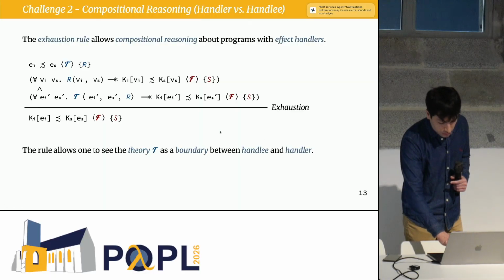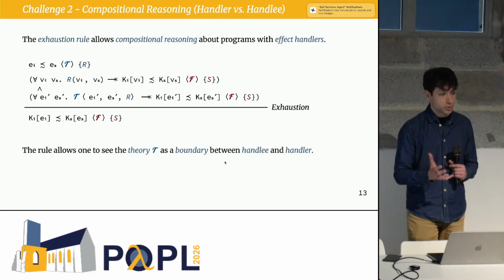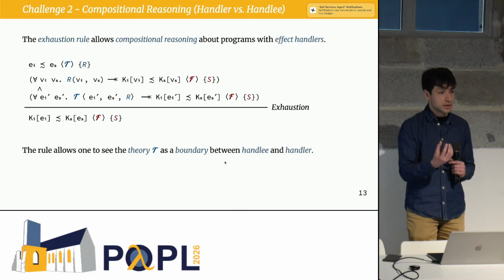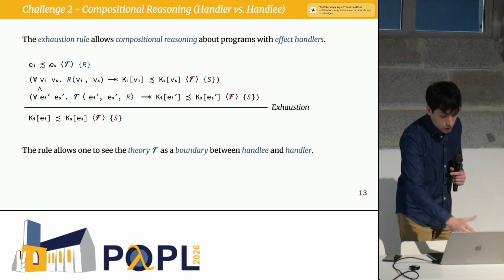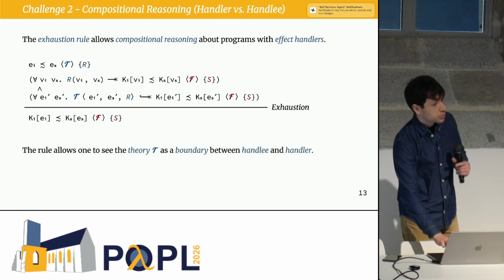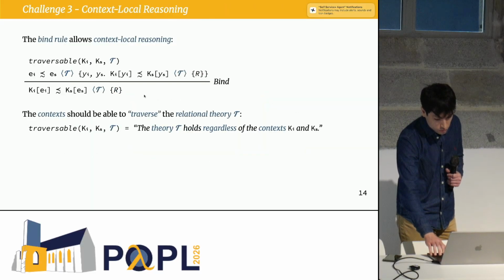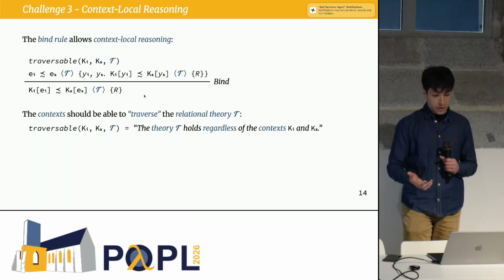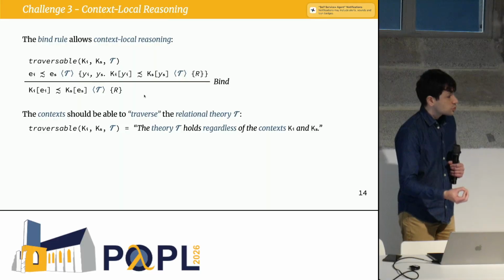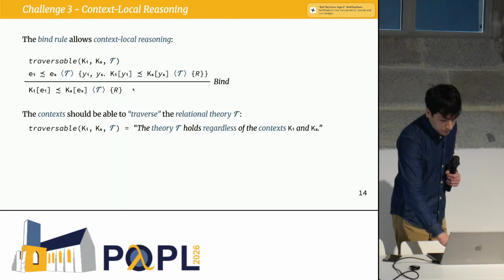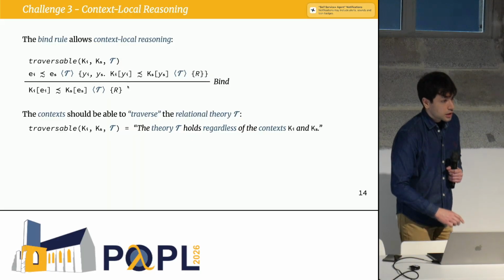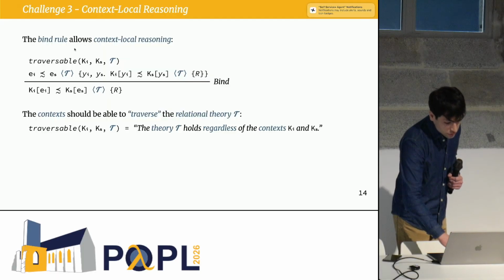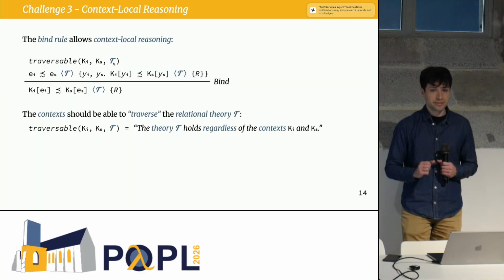So, what I would like to also highlight is that this rule enforces the idea that the theory is an abstraction from the eyes of the program that performs the effects, and of the handler, and the handler is an abstraction of the program that performs the effects. And finally, the logic also allows a principle for context-local reasoning, with the natural extension where we annotate the refinement statements with a theory. The only difference is that it also contains a condition that this theory be traversable.